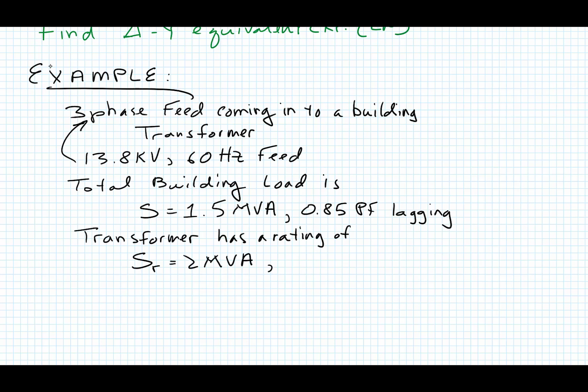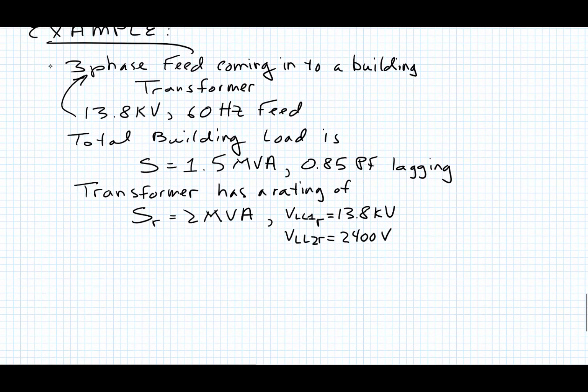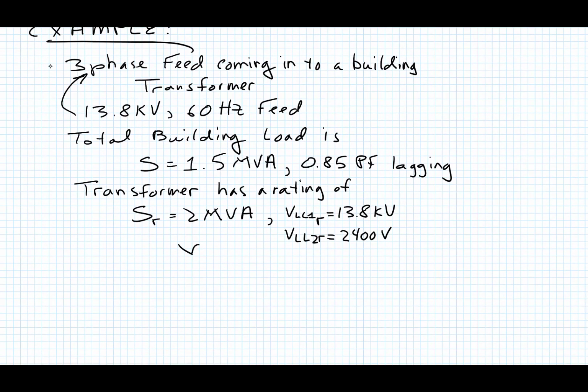The line-to-line primary rating is 13.8 kilovolts. The line-to-line secondary rating will be 2400 volts. And the transformer is a Wye-Delta.